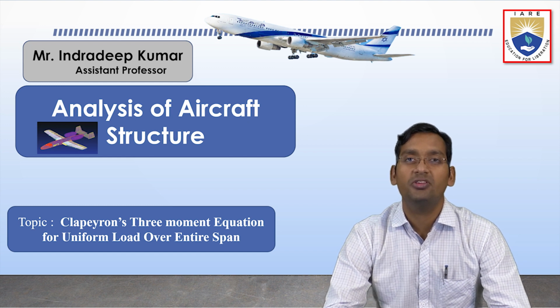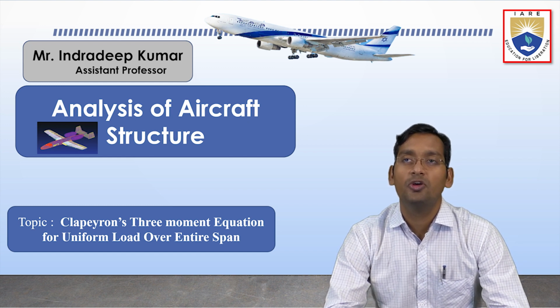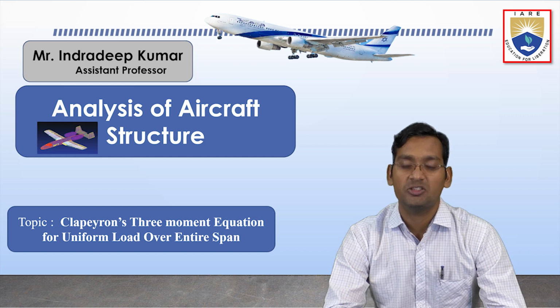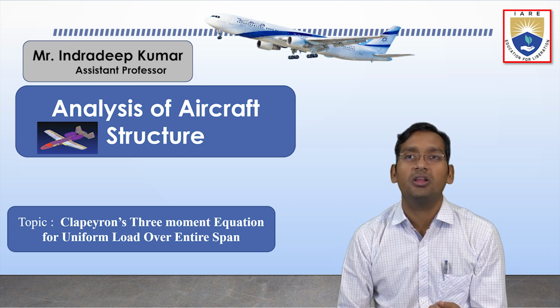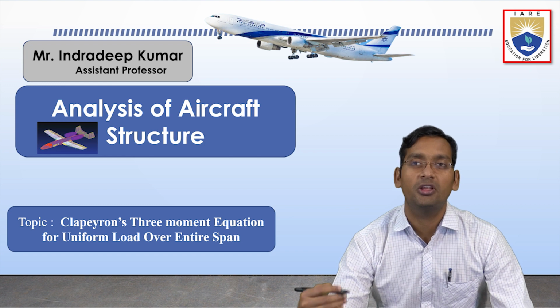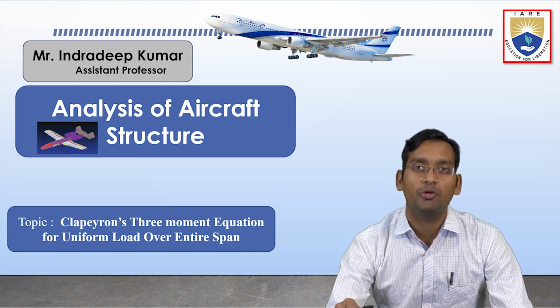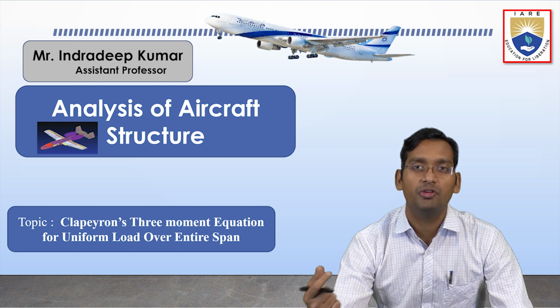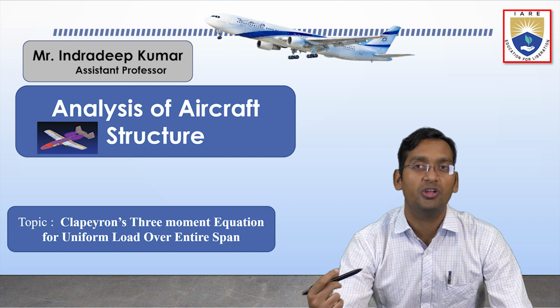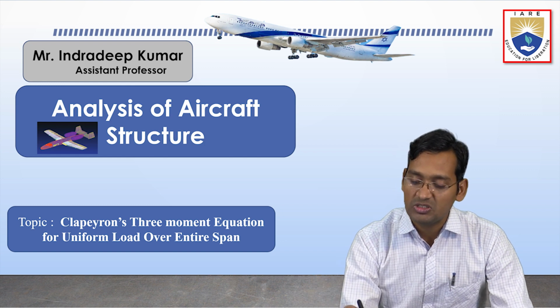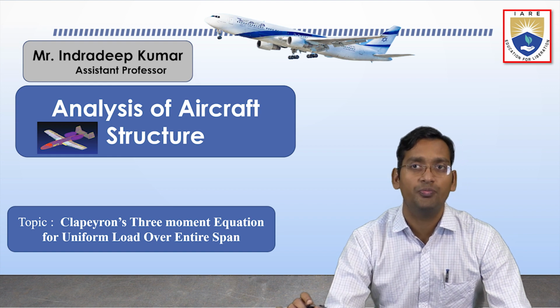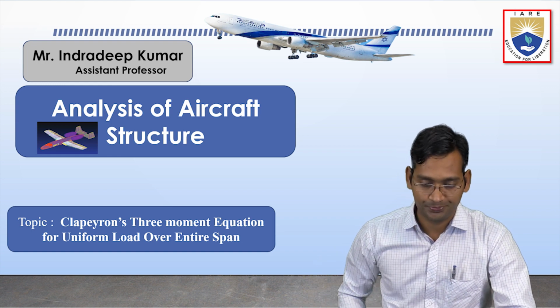So in this video, we will see Clapeyron's 3-moment equation for uniform load over entire span. We had seen already the derivation, and in that video there was also a table, that depending upon how the loads are there, based on that we can find the 3-moment equation. Earlier, in the previous video, that was a generalized one, but now the specific condition is uniform load over entire span. So this we will see in this video.